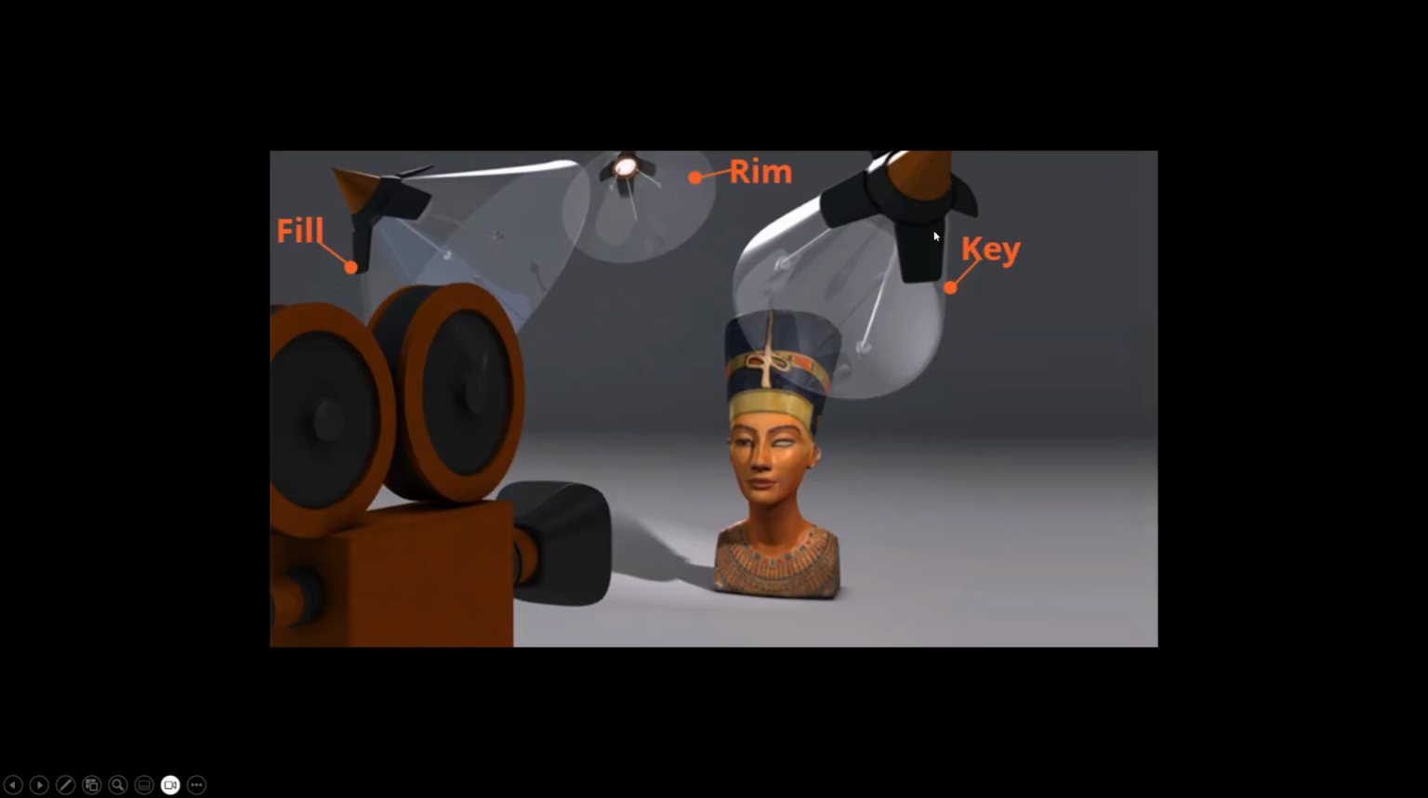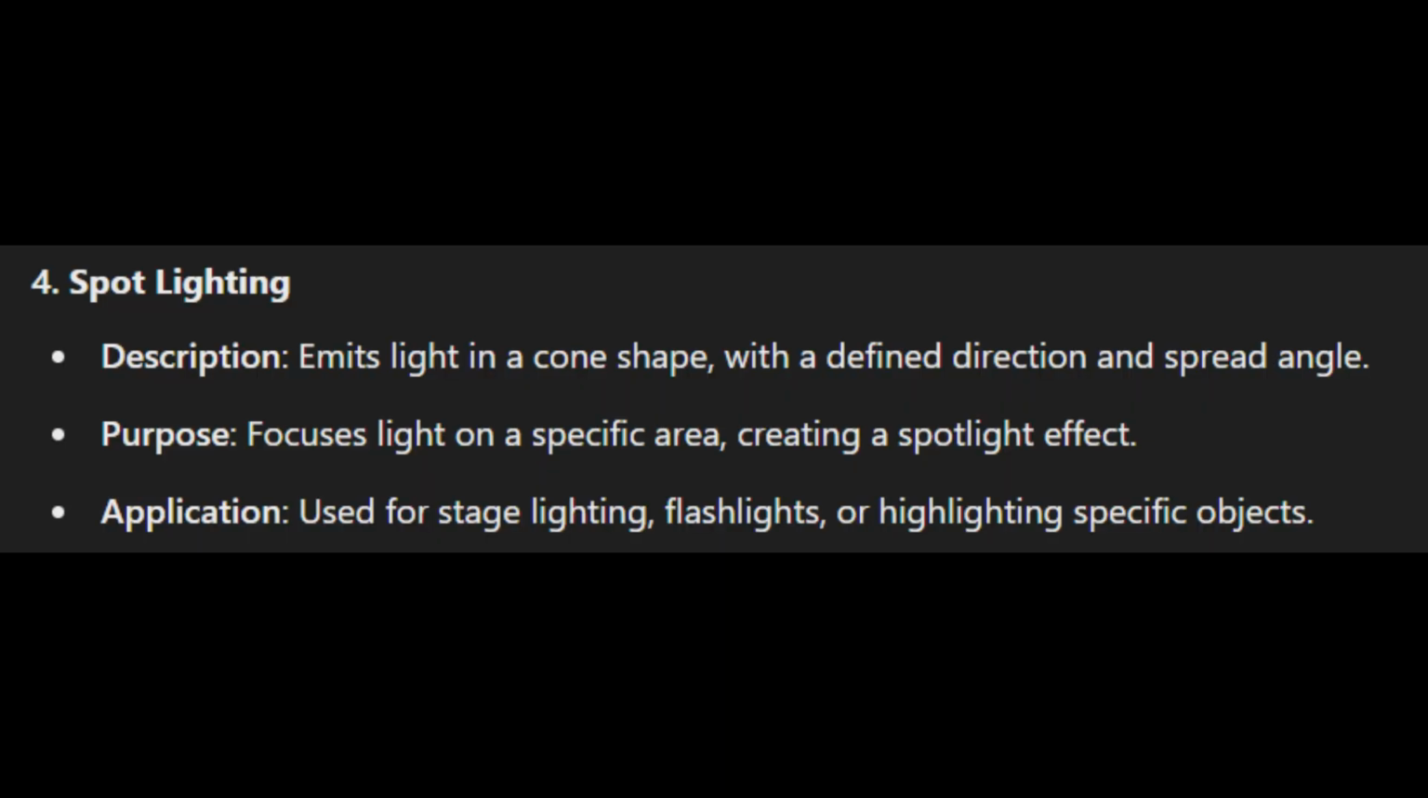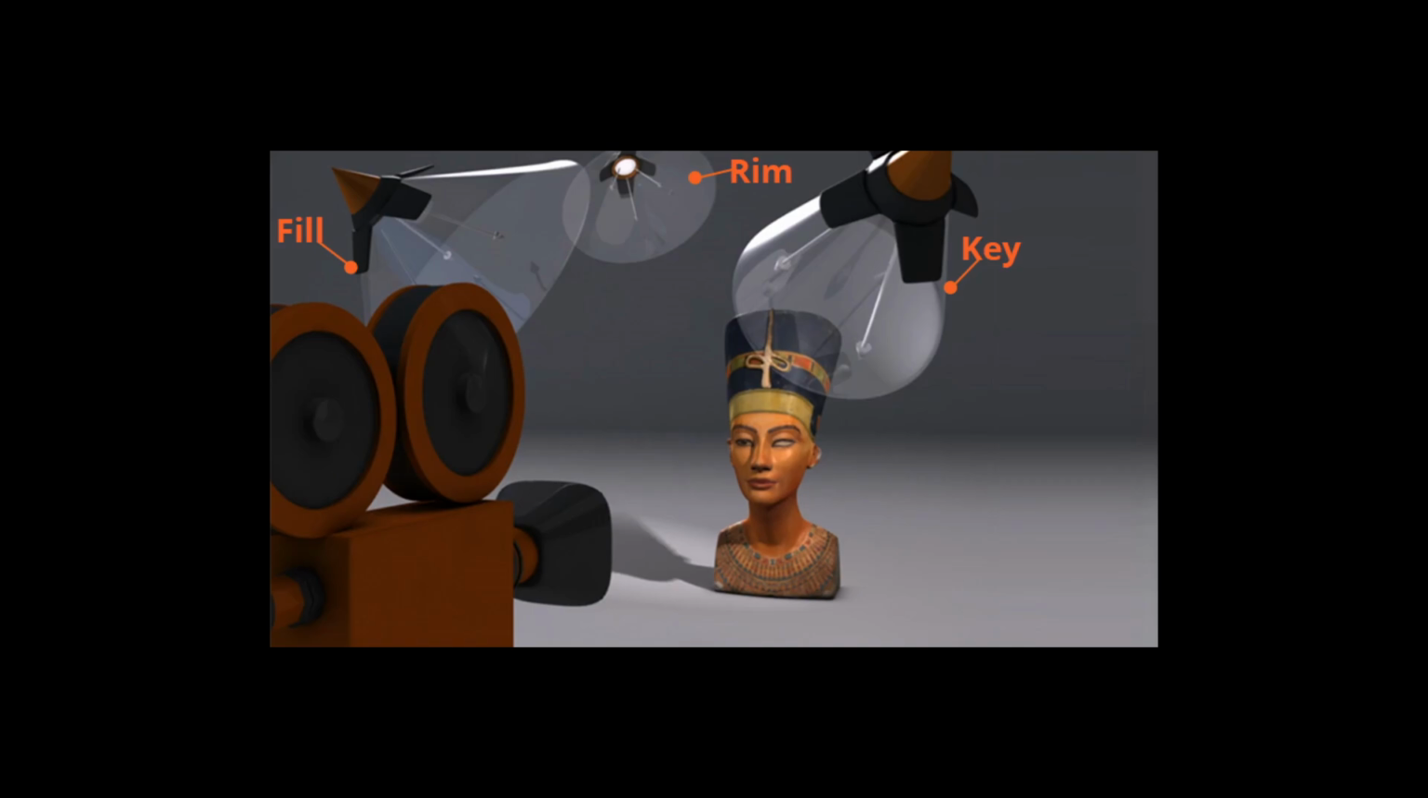This is a spotlight. It emits light in a cone shape with a defined direction and spread angle. Next one is area lighting. It emits light from a defined area or surface, producing softer shadows.